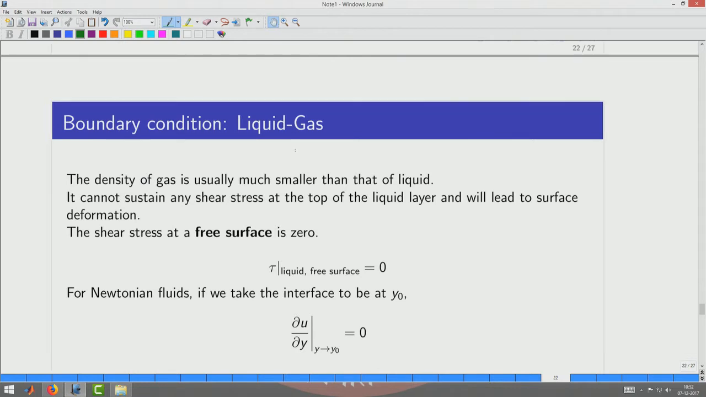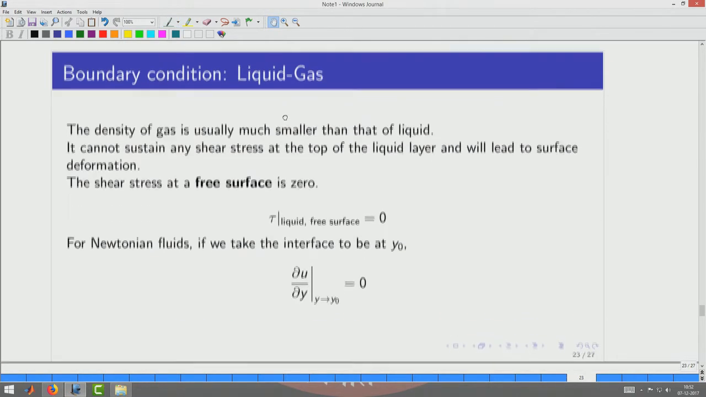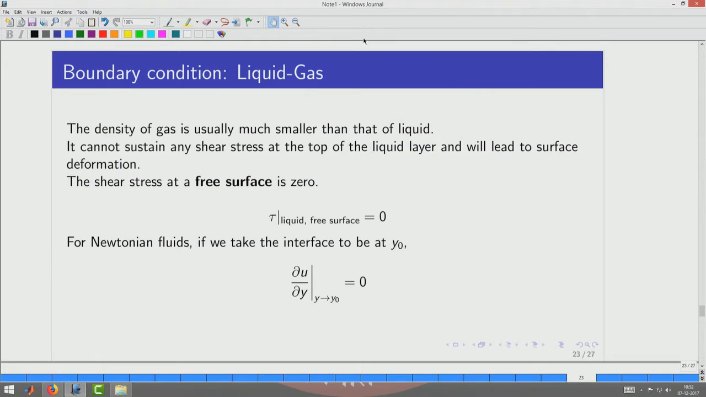Now, sometimes we also have metallurgical scenarios where the liquid is exposed to gas. We are interested in how much oxygen pickup is happening, how much hydrogen removal is happening, etc. In all those situations, the liquid has a boundary with the gas, and that can be handled by using the boundary condition that the shear stress is 0 at the boundary of liquid and gas. The reason is as follows.